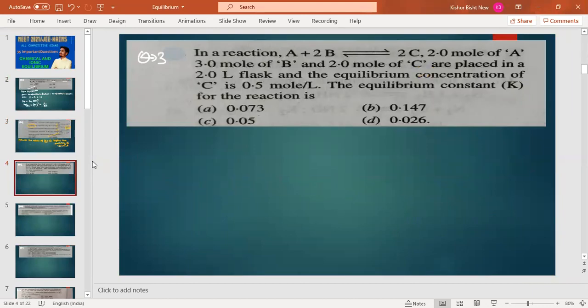In a reaction A plus 2B gives to 2C, 2 mole of A and 3 mole of B and 2 mole of C are placed in a 2-liter flask. So what is saying? A plus 2B reversible 2C. And what is saying? The initial mole of A is 2, B is 3, and C is 2, placed in a 2-liter flask. So the mole and volume are given, the 2 liter, then divided by 2. So you will get 1, 1.5, and again 1.